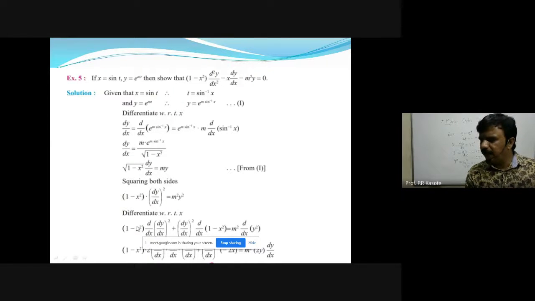Okay, now let's see after simplification what we will get. 1 minus x square into 2 times dy by dx into d square y upon dx square, plus dy by dx bracket square into minus 2x, which is equal to m square at the right hand side, m square into 2y dy by dx.